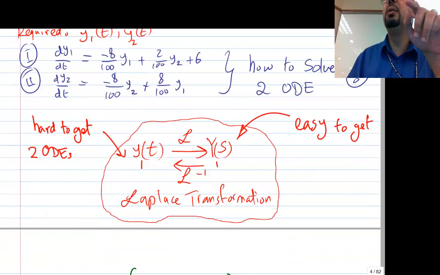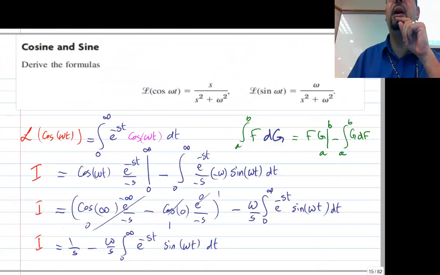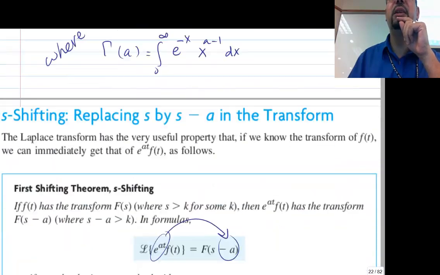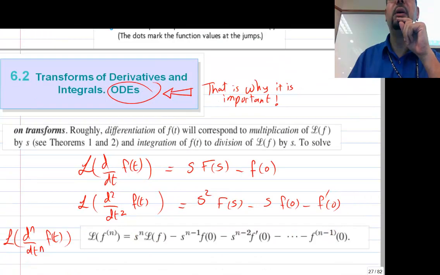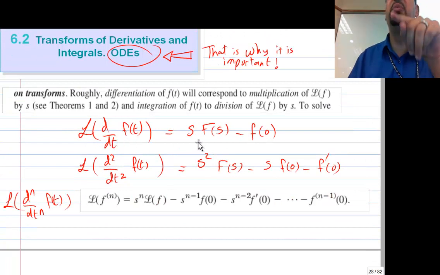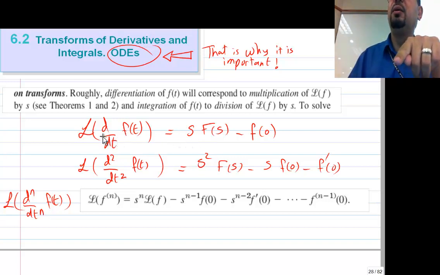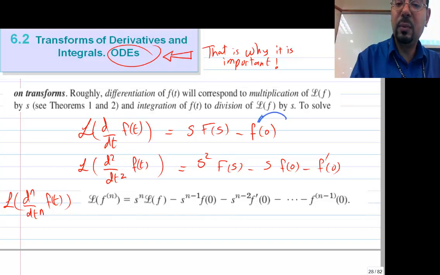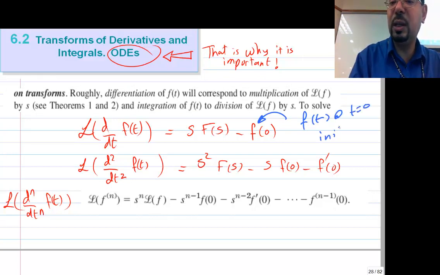So we need the Laplace of the derivative, and it turned out that it's very easy. That's the best part. It turned out that differentiation becomes multiplication by s. So the Laplace of the derivative of f is simply, forget about the derivative, just give us F of s and multiply it by s, minus a constant. What is that constant? The initial value of f of t. See the small f? That's f of t at t equals 0, the initial value.